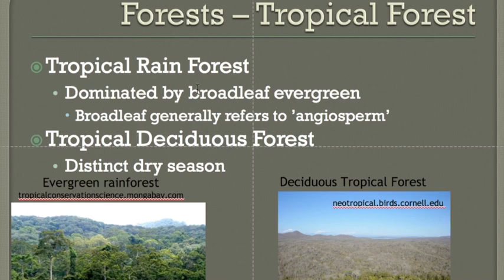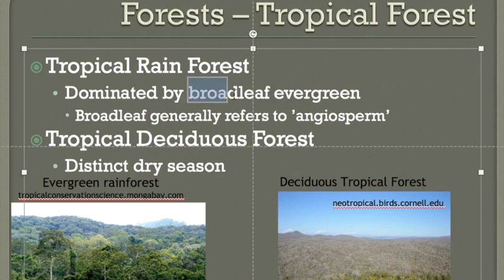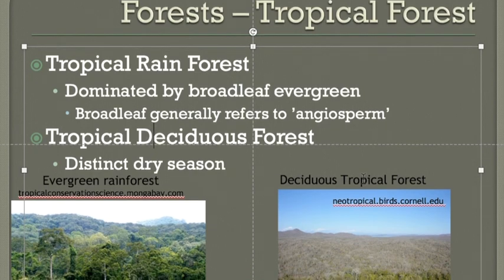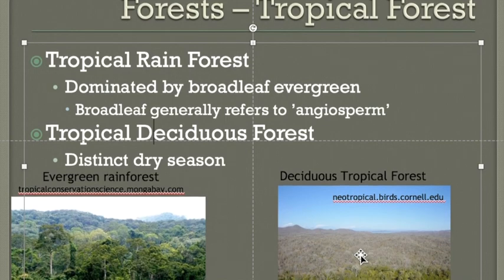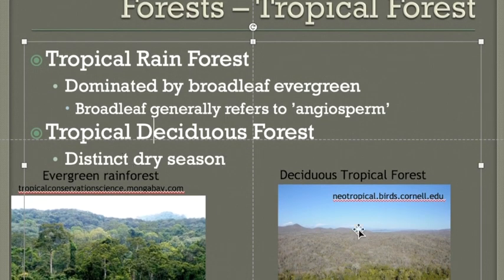So our tropical rainforests are dominated by broadleaf evergreen trees. And in this case, when I say broadleaf, I'm really just meaning angiosperms. It's dominated by angiosperms that are evergreen, versus tropical deciduous forest, obviously dominated by deciduous trees, also typically angiosperms. And in the tropical deciduous forest, we have this very distinct dry season. So this image on the right is just showing a tropical dry forest in that dry season when there's very little leaves on the trees.